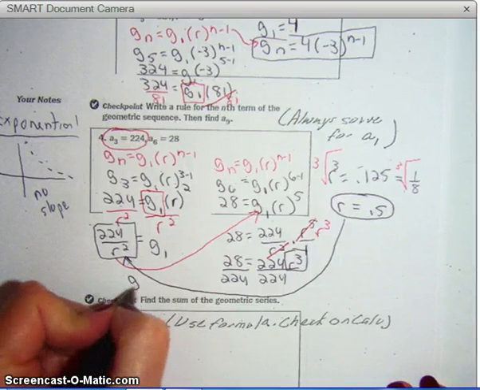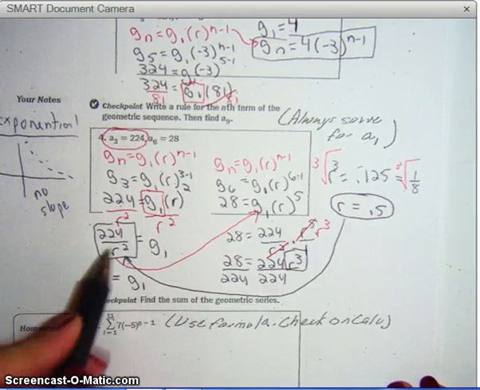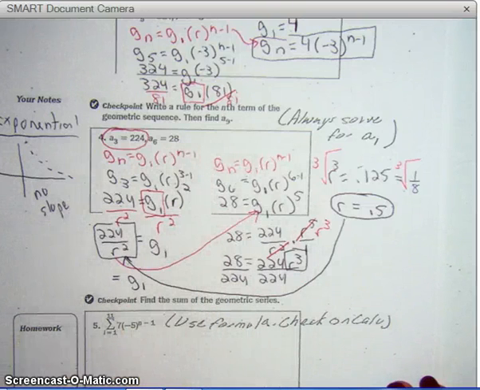Is this all gonna be on the quiz tomorrow? This part I don't think, this type is not.